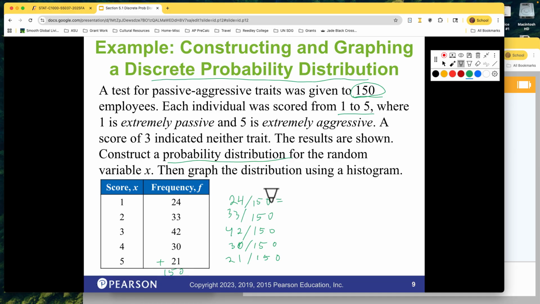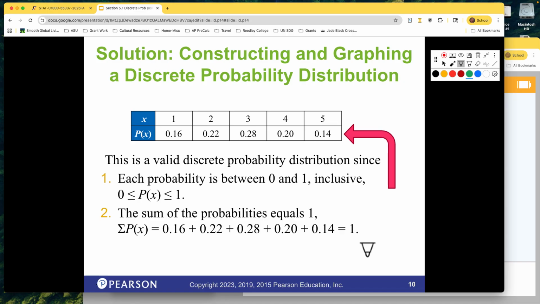What you'll see is, since we're dividing by the total, this total becomes 150, and they will all sum up to 1. So the total, once we get them, will become 1. I think I'm just going to go to the next chart. So this is if we actually did the calculations. This is 24 divided by 150, which we would round to 0.16. So we've got each of these, and we see that this becomes a probability distribution.